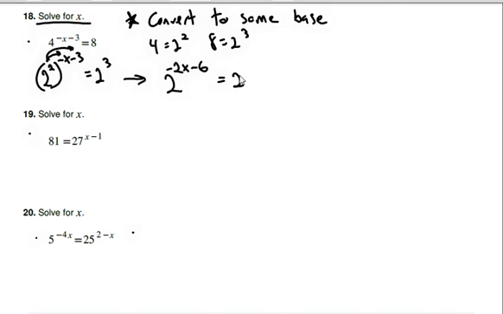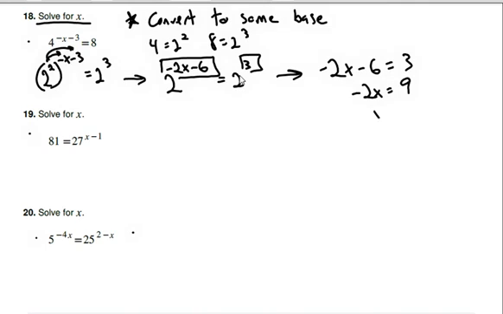Showing that distribution there, equals 2 to the third. So we have 2 to the negative 2x minus 6 equals 2 to the third. Since those bases are the same, then the exponents must be the same. So negative 2x minus 6 has to equal 3. That's great. We have turned this somewhat complicated exponential equation into just a good old linear equation, which we've been doing forever. So add 6 to both sides, divide by negative 2, and we get x equals negative 9 over 2. We could do the same thing over here.